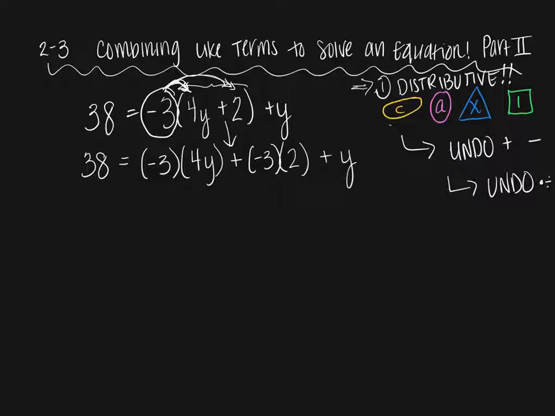Okay, so make sure that you have this negative in here. Highlight your negative with a red if you need to. All right, I've got negative, sweet. Now we have to simplify. Remember to keep your equals down in a straight line. Negative 3 times 4 is what? Negative 12y plus negative 6 plus y.